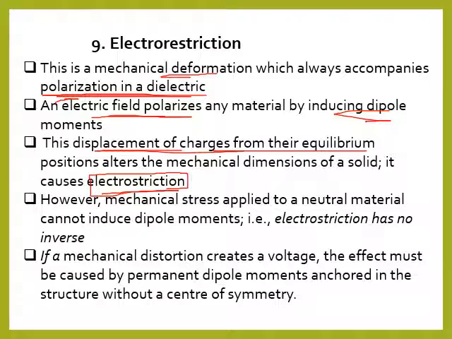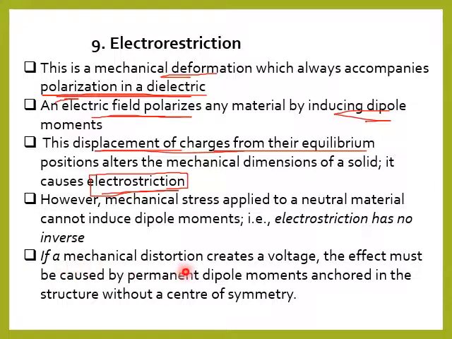But once the electrostriction has taken place, it cannot be reversed. However, mechanical stress applied to a neutral medium cannot induce a dipole moment. Electrostriction has no inverse, meaning by applying stress, a neutral material cannot induce a dipole moment. It means the opposite of electrostriction cannot take place.